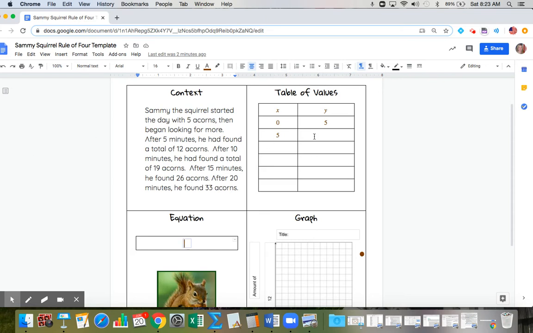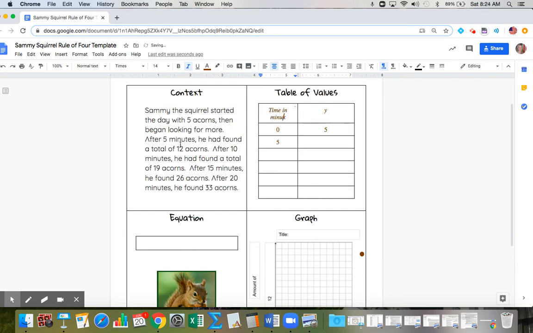So I think it just makes sense where I see the numbers and I see the table right next to it that we complete this table of values. But let's figure out what is our independent variable and what is our dependent variable. Now, our independent variable is very often time. And in this case, time makes perfect sense because it's time in minutes. And the dependent variable is what we're keeping track of, in this case, the number of acorns found after that many minutes.